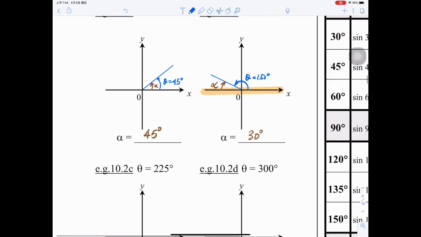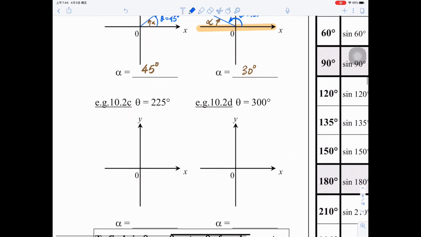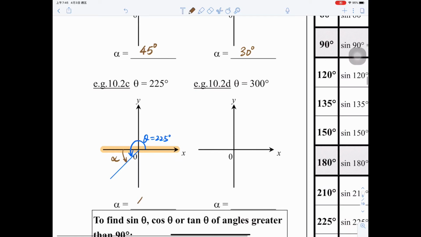How about the other two? 225 degrees. So here is 225 degrees. Where is the acute angle, that means the reference angle? Here. Start from the x-axis, then find the acute angle, alpha. So this one is 45 degrees.